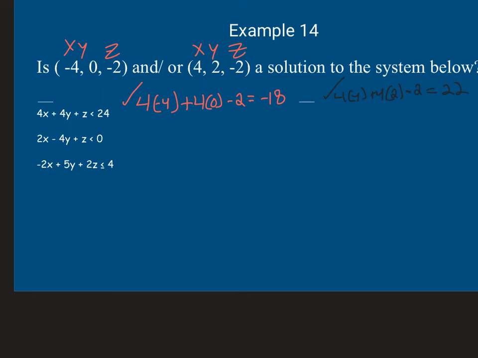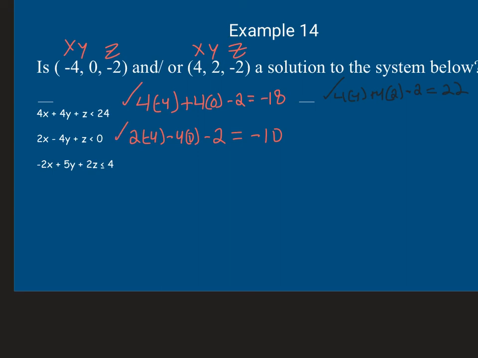The next one reads 2x minus 4y plus z is less than 0. So I'm going to substitute, again, 2 times -4, instead of x, minus 4 times 0 instead of y, then plus z, which is -2. When I plug that into my calculator, I get negative 10. It's supposed to be less than 0. Negative 10 is less than 0, so that is true.